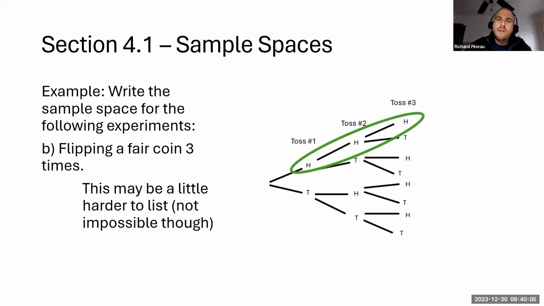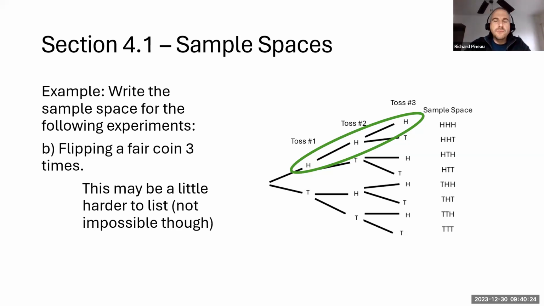Well, you have to travel along each of the paths. So if the first toss was a heads and the second toss was a heads, then the third toss could be a head or a tail. So in this case, I chose HHH to be the first outcome, and that's literally what the first outcome would be. The second outcome would be the next one, HHT.